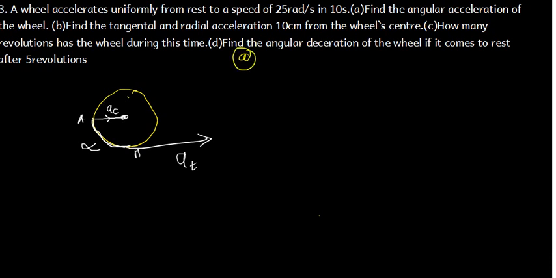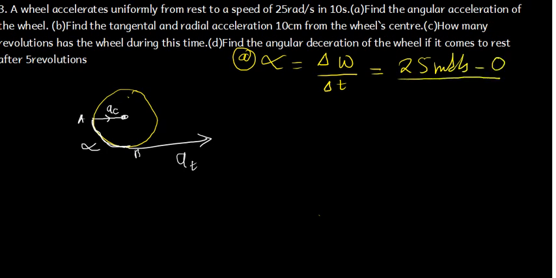So part A, we want to find the angular acceleration. Angular acceleration is given as change in angular velocity divided by change in time. Just as we know, acceleration is change in velocity over change in time. Because it is angular, we need to use angular terms. Because it was accelerating from rest, the final is 25 radians per second. The initial is 0 because it's coming from rest. It did this in 10 seconds. So we are going to find 2.5 radians per second squared.